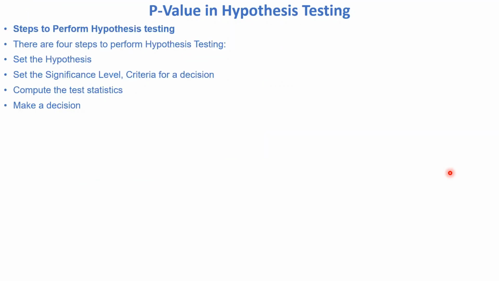Before going to the example, let me explain the steps we follow in hypothesis testing. Basically there are four steps. First is to set the hypothesis. It means first we have to set the null hypothesis and the alternate hypothesis, H1 or HA. After that, set the significance level, which is alpha.